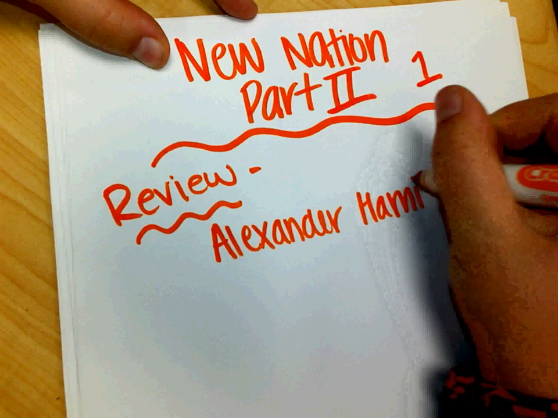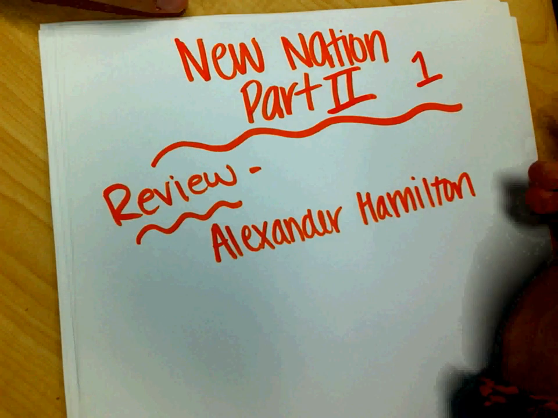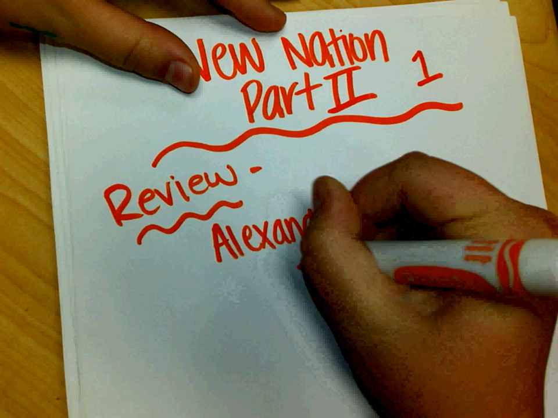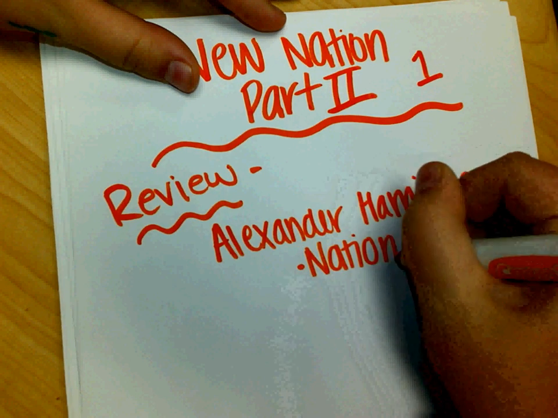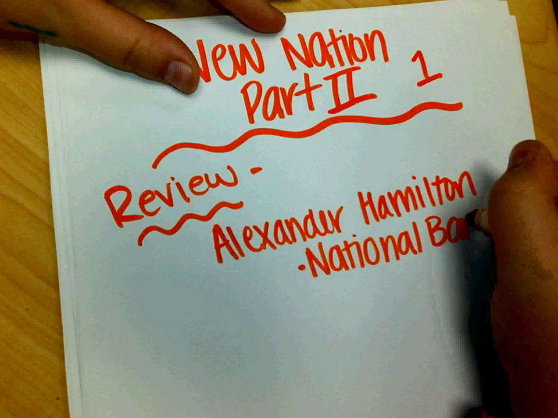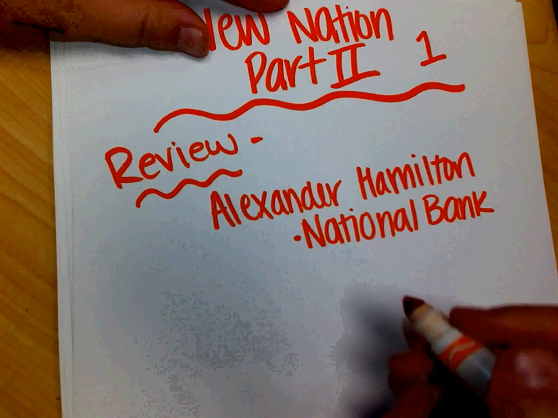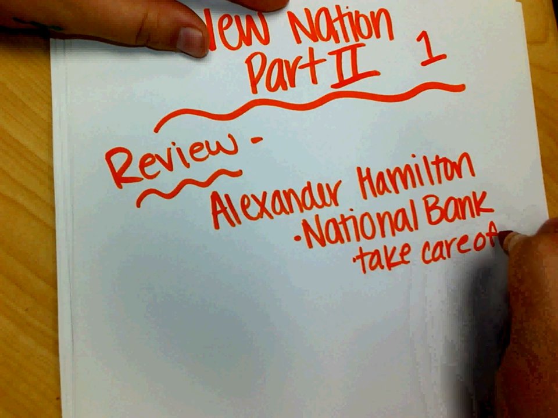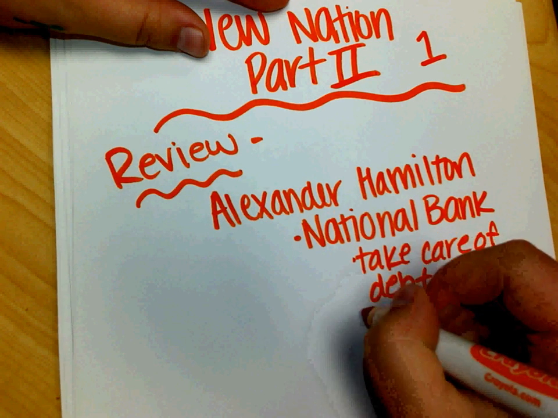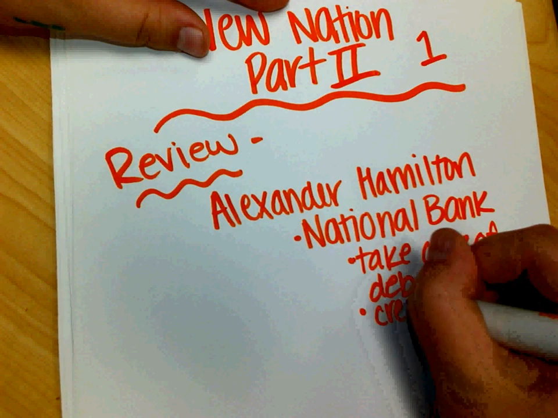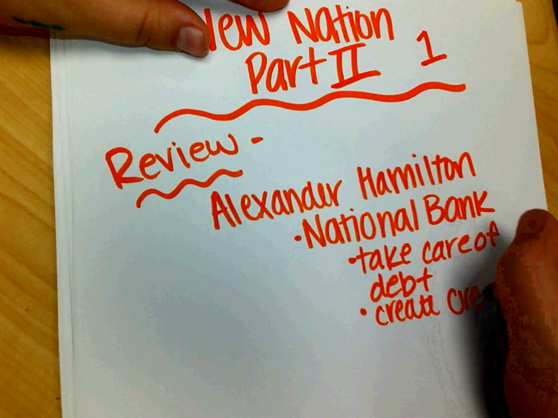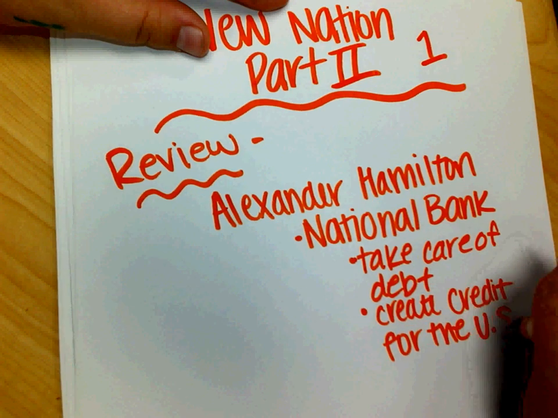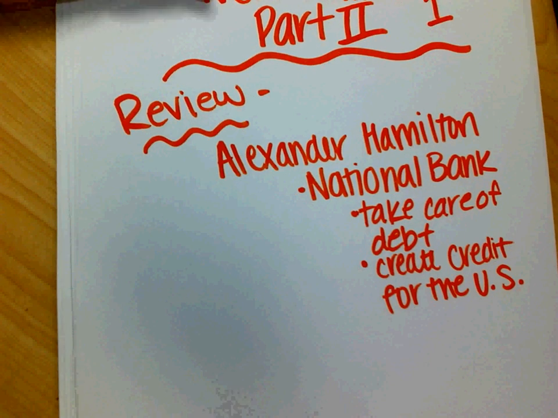And he created something that Democratic Republicans were against and Federalists were for. This thing that he creates is the National Bank. He creates a national bank to help consolidate debt, take care of debt, and create credit for the U.S., which basically means other countries will be more likely to lend us money if they see that we have the means necessary to pay it back.